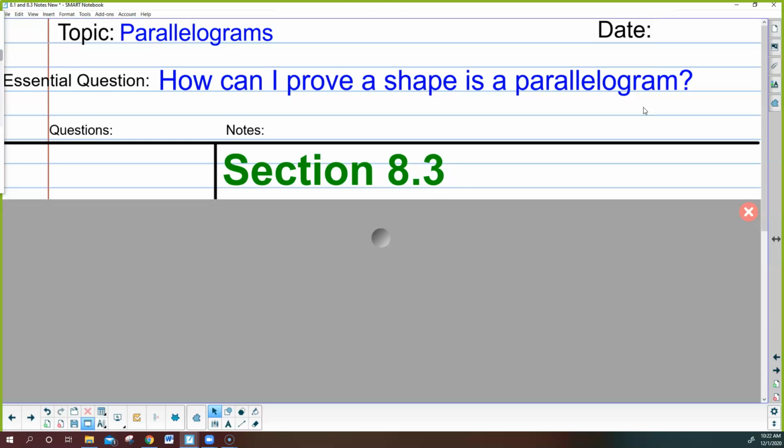Well, before we can prove that something is a parallelogram, we have to officially define the word parallelogram. And notice the word parallel is in it. That's the part of the definition of a parallelogram is based off of that word parallel.